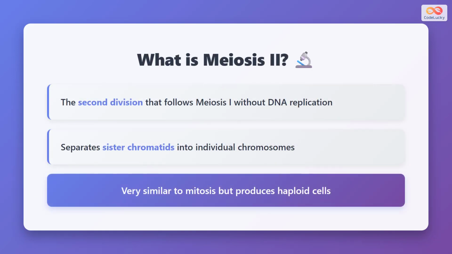Meiosis II is the second division that follows Meiosis I, and importantly, it occurs without any DNA replication in between. During this phase, sister chromatids are separated into individual chromosomes. The process is very similar to mitosis in its mechanics, but the key difference is that it produces haploid cells, meaning cells with half the number of chromosomes.